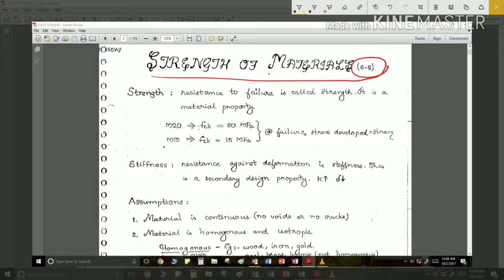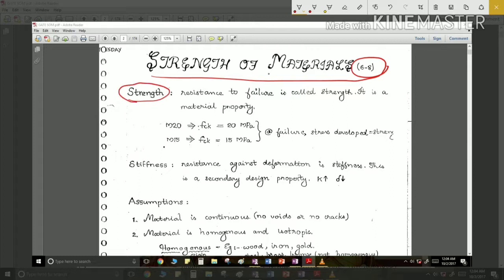Starting with Strength of Materials, it is one of the important subjects and a base subject for the other remaining structure subjects. It comes in the second semester of engineering. Easily you can score 6 to 8 marks, and very direct questions will come from this subject. So starting with the class: define strength. What is strength?